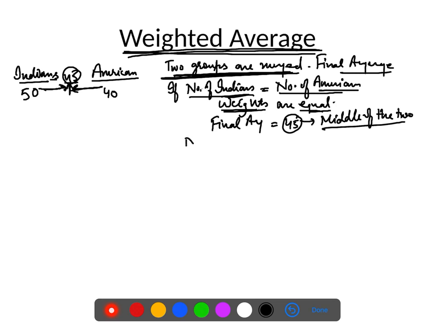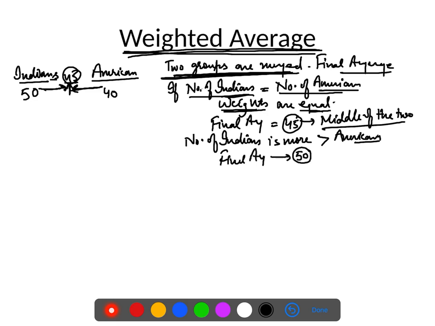Now let's say the number of Indians is more as compared to the number of Americans. Imagine in a weighing pan, if we have more weight in one pan, the needle, or the final average here, will shift towards that pan. That means the average will become more than 45. So from 45, from the midpoint, it will shift towards 50. So it will be more.